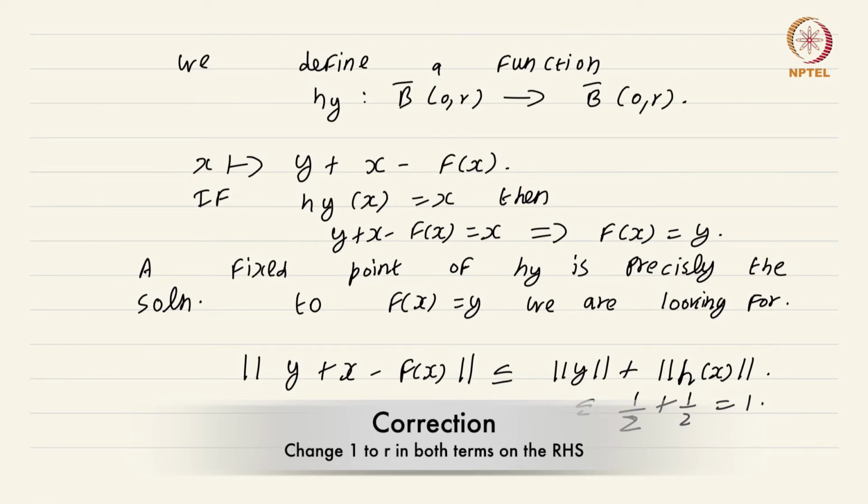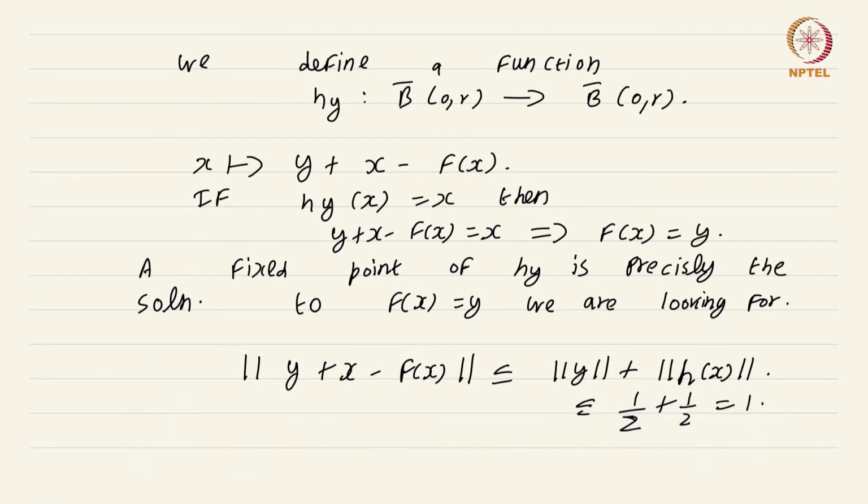Okay, and the required solution of f of x equals y is nothing but a fixed point of this map h_y. We have a self map, and B closure (0,R) is a complete metric space, being a compact subset of R^n. Therefore, all the parts are in place. We just have to fit it together and apply the Banach fixed point theorem, and all we have to do is to somehow show that this map h_y is a contraction. And that's not at all hard.